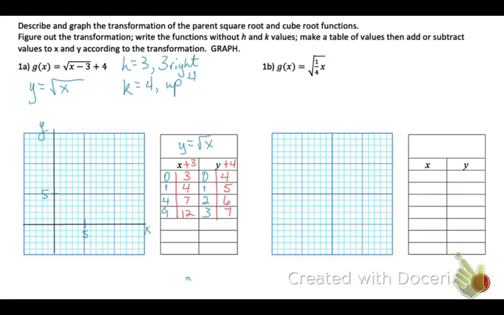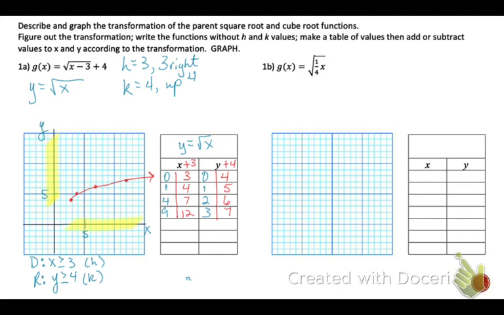So I'm giving myself lots of positive space to graph this, and as I graph it, I have a starting point at 3, 4. So my domain has adjusted. Now it's all the x values that are greater than or equal to 3, and my range has shifted as well. It's all the y values that are greater than or equal to 4.